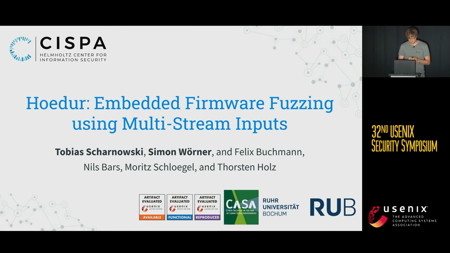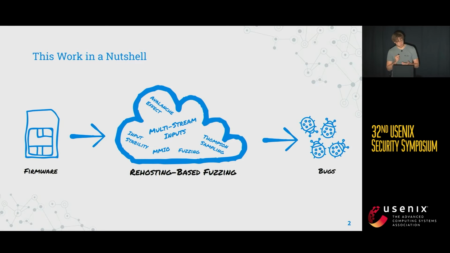Welcome everyone to this next part of the talk, in which we are going to talk about using multi-stream inputs for fuzzing firmware. This is a joint work by CISPA and Ruhr University Bochum in Germany. And let's get into it. So let's catch everyone up on what we're talking about here in the first place.